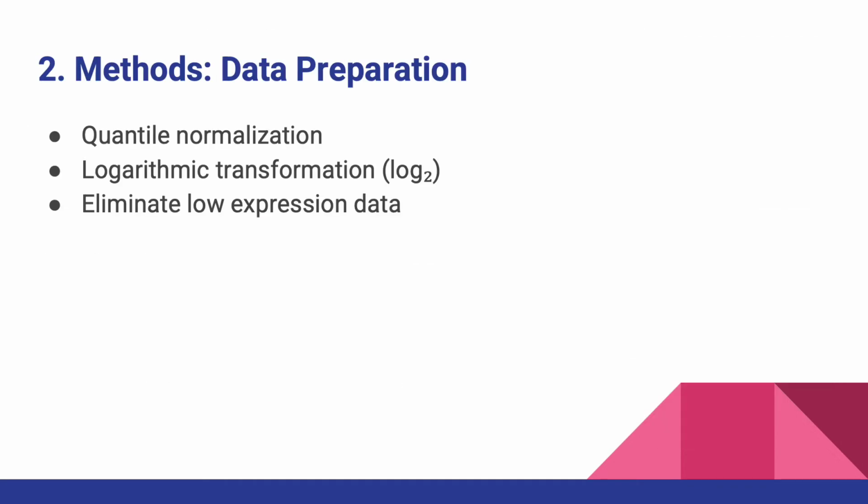Okay, so after the data is collected, it's really important to normalize it, as many machine learning algorithms assume normally distributed data. So to do this, I performed quantile normalization with a threshold of 5. I also performed a logarithmic transformation and eliminated any low expression data, which I did via Python.